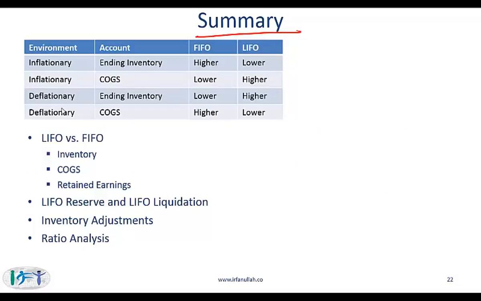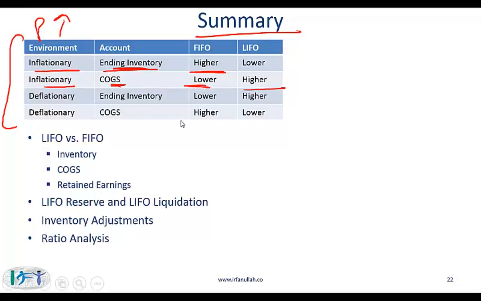Continuing with the summary. So, in an inflationary environment, which means that prices are going up, what happens to ending inventory in FIFO versus LIFO? We've done this enough times. The ending inventory in FIFO will be higher relative to LIFO. And what about COGS? It will be lower in FIFO relative to LIFO. What about an environment where prices are going down? Here we will have the opposite. So ending inventory will be lower under FIFO and COGS will be higher under FIFO.